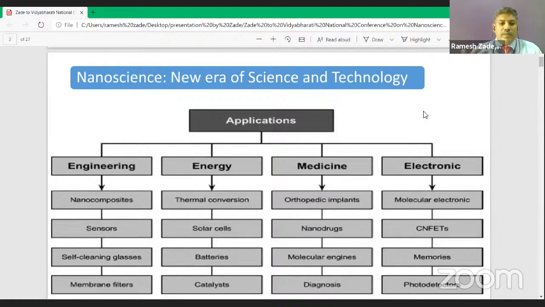In engineering, researchers are doing nanocomposites, sensors, self-cleaning glasses, membrane filters. In energy science, because nowadays the world is facing an energy crisis, and even India is facing the problem, nanoscience and technology can give the solution in the form of thermal conversion, solar cells, batteries, and catalysts. Then in medical science, there are many things which have come out of nanoscience, like orthopedic implants, nano drugs, nano delivery of medicines, molecular engines, that is drug delivery systems, and diagnostics also. Of course, electronics I should not tell, because all the students and teachers of physics are sitting here, so I will not go into the details of electronics.